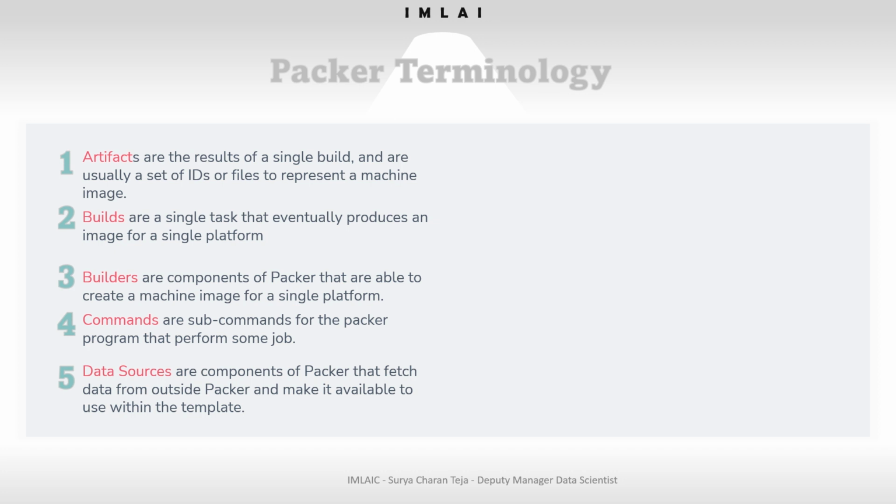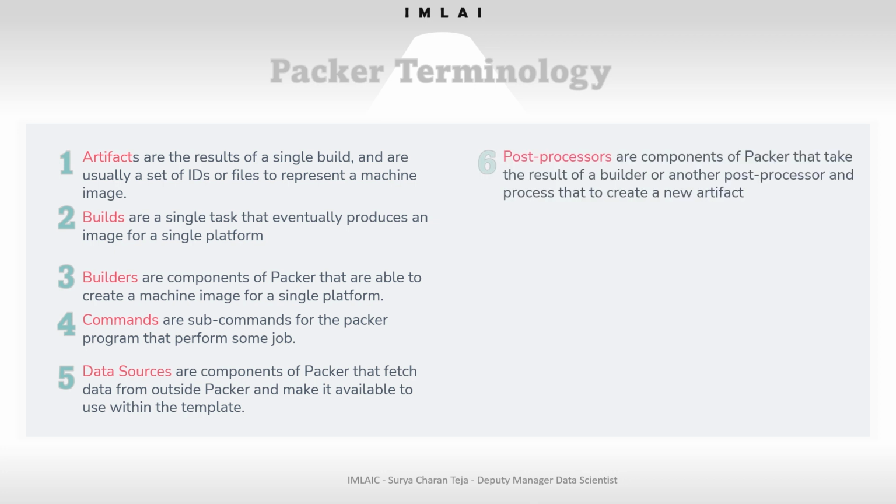And the most important term is post processors. Post processors are components of Packer that take the result of a builder or another post processor and process that to create a new artifact. Examples of post processors are compress artifacts, upload artifacts, and you can use Vagrant and some other tools like Terraform as post processors. So that's the post processor.